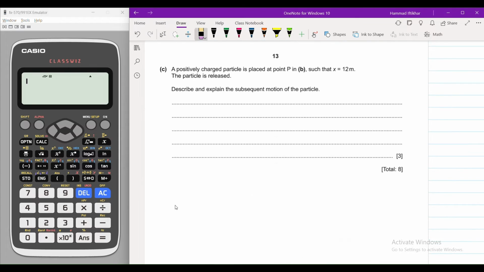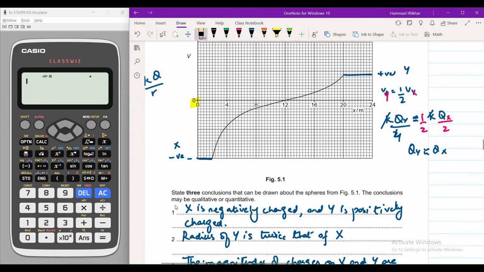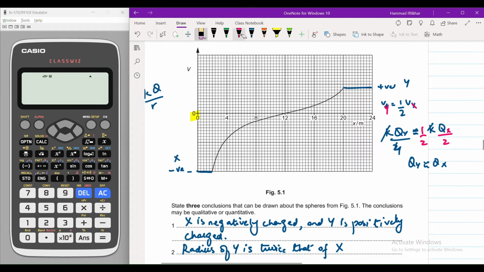Okay, a positively charged particle is placed at a point P in D such that x is equal to 12 meters. The particle is released. Describe and explain the subsequent motion of the particle. So it is over here. This is a positively charged particle, so that means it will be attracted towards the negative, repelled from the positive.